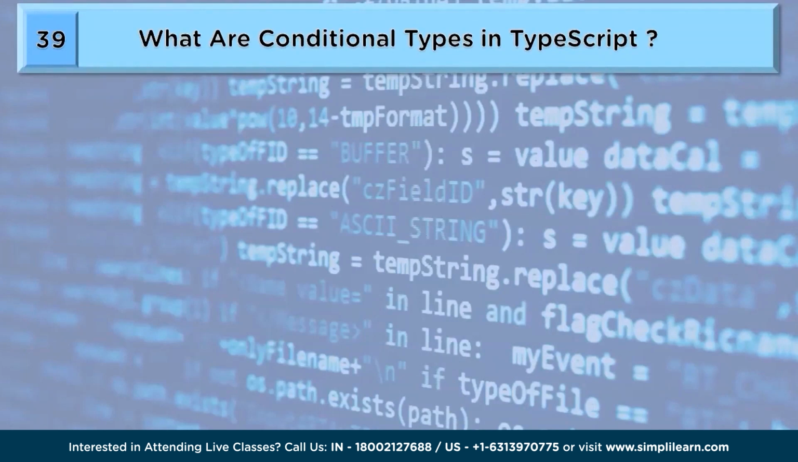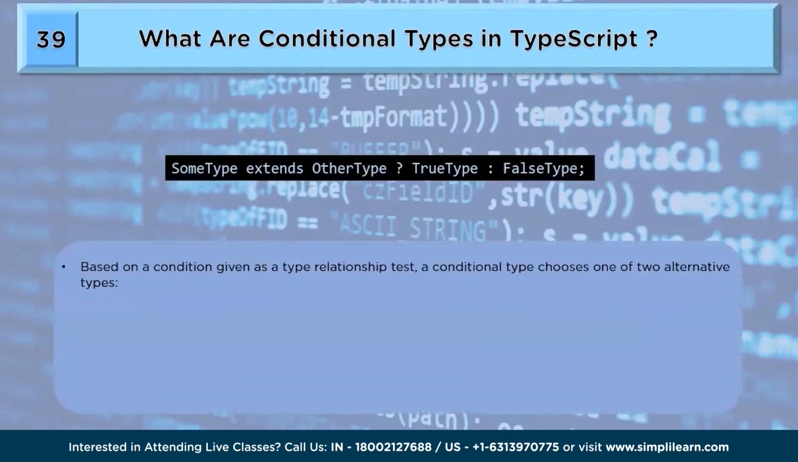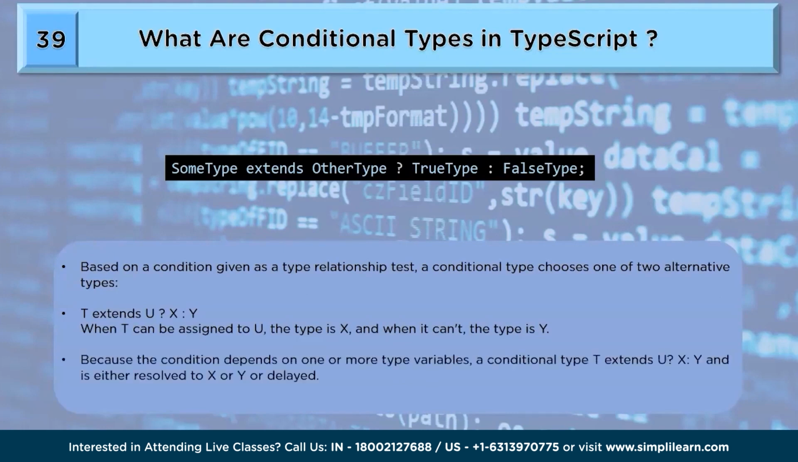What are conditional types in TypeScript? Based on a condition given as a type relationship test, a conditional type chooses one of two alternative types. When T can be assigned to U, the type is X, and when T can't, the type is Y. Because the condition depends on one or more type variables, a conditional type T extends U ? X : Y is either resolved to X or Y or deferred. Whether to resolve to X or Y or to defer, when T or U contains type variables, is determined by whether the type system has enough information to conclude that T is always assignable to U.